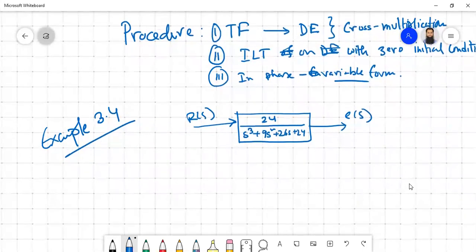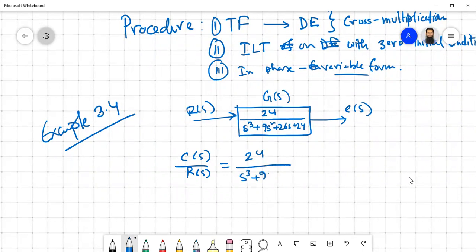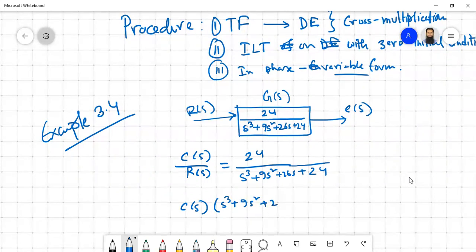So first you have to do the cross multiplication. You need to find the differential equation. C(s) by R(s) is your G(s), 24 by s cube plus 9s square plus 26s plus 24. Now if you cross multiply, what we have is C(s) times s cube plus 9s square plus 26s plus 24 equal to 24 R(s).